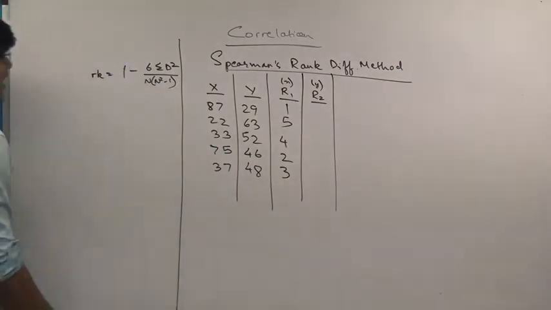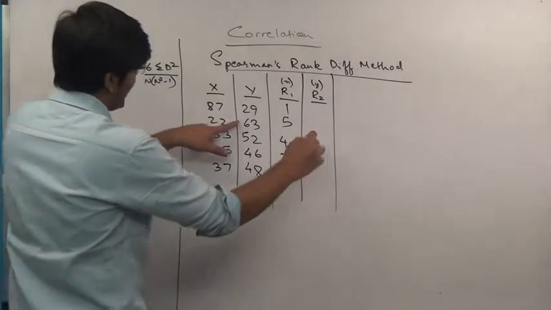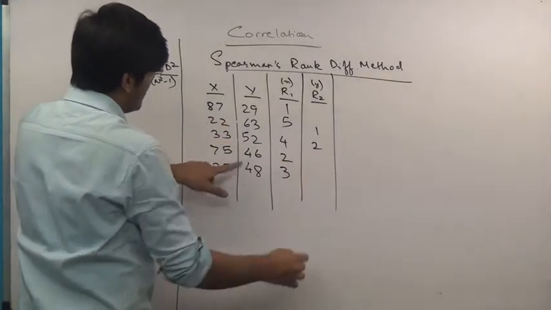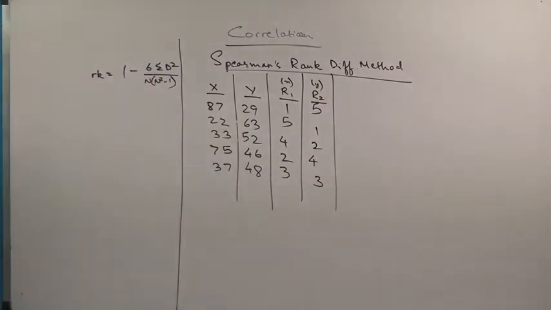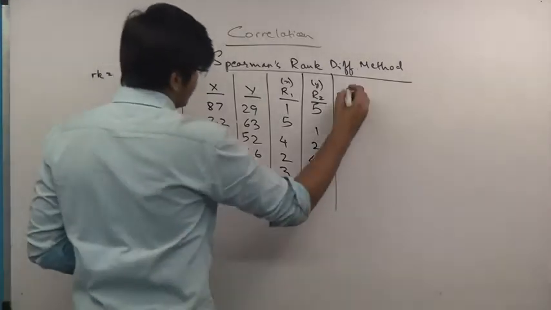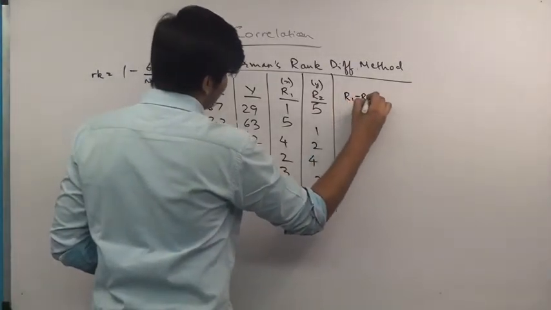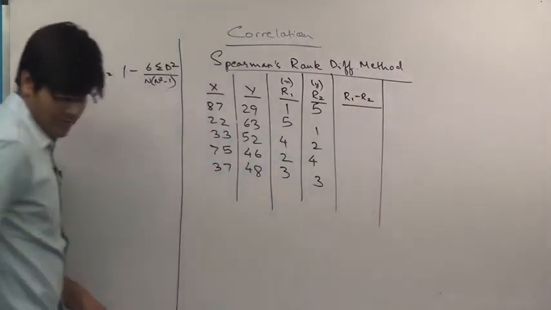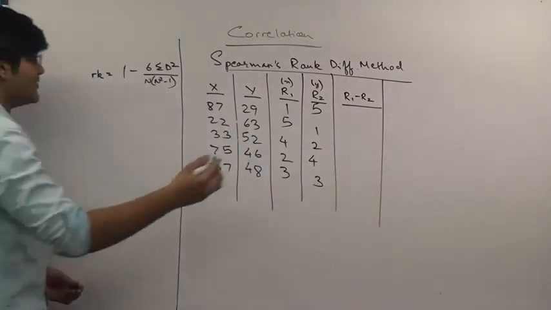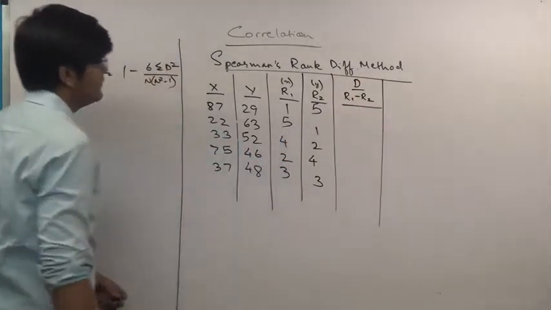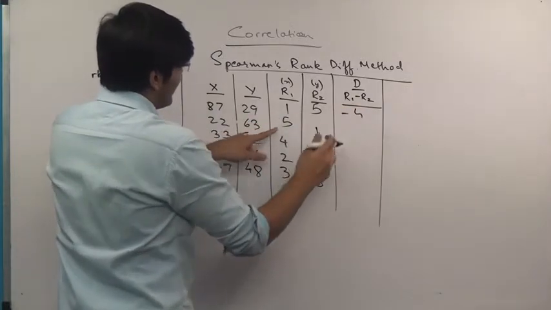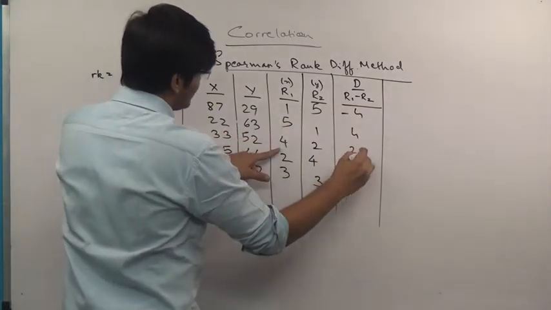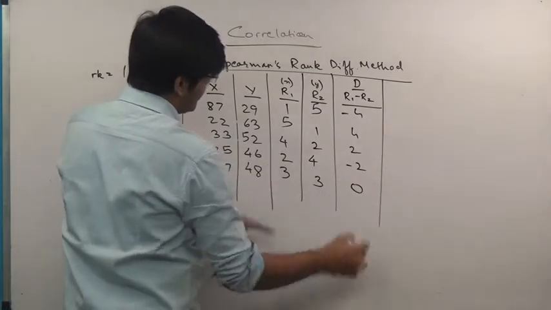Similarly it applies for Y also. Highest number is 63, rank is 1. Next is 52, rank is 2, 48 is 3, then 4, then 5. Check if right or wrong. Next, R1 minus R2. This will give us what? D. So this will be minus 4, 1, minus 4, 4, then 4, minus 2, 2, minus 2, 0.